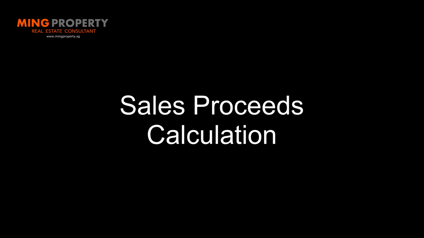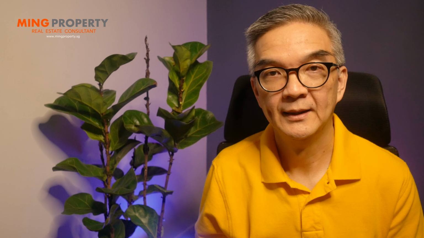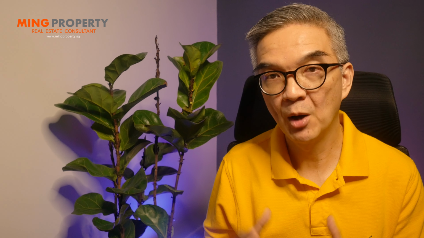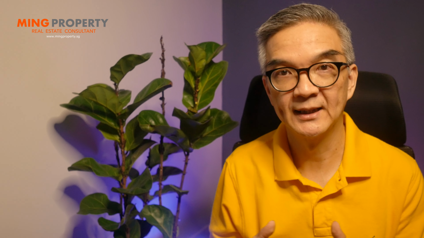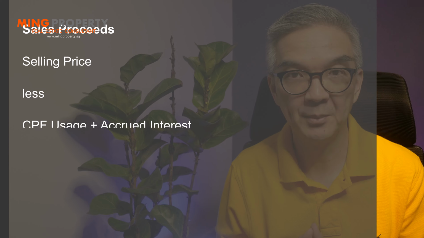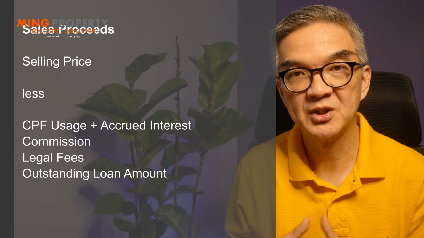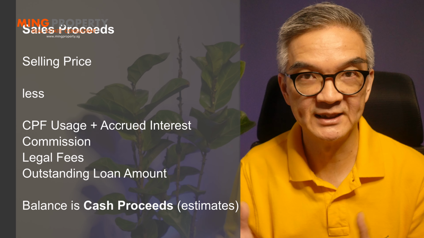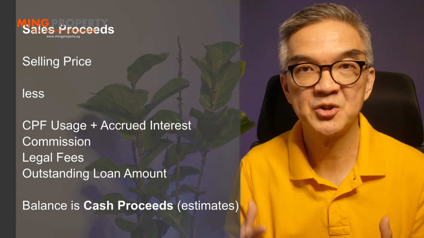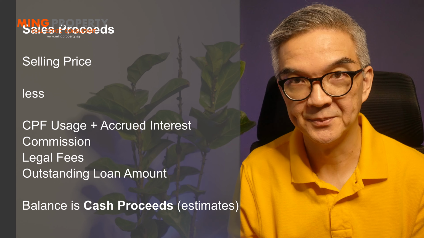Calculation number 5. Sales proceeds. Sales proceeds calculation typically is used to calculate how much cash proceeds the seller will receive after they have sold their property. It is to help them have an idea of how much available funds they will have in their CPF, and after paying off their outstanding loan, how much cash they will have on hand.